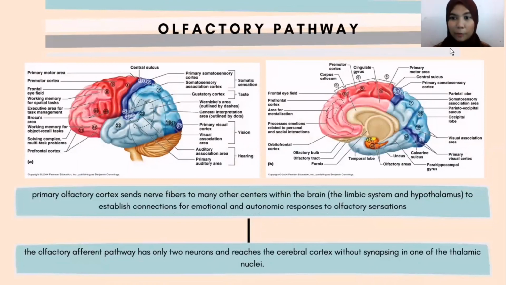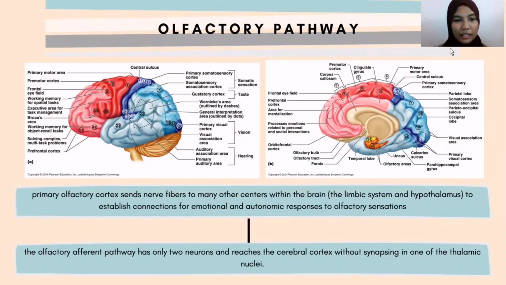And then the primary olfactory cortex sends nerve fibers to many other centers within the brain, the limbic system and the hypothalamus, to establish connections for emotional and autonomic responses to olfactory function, such as when we smell hot chocolate, we know, oh, it reminds me of Christmas. Sometimes people associate smell with memory.